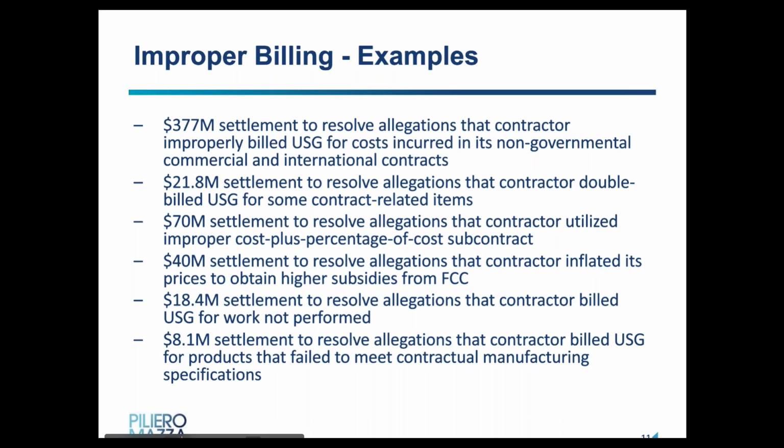And then the last settlement here relates to the contractor billing the government when it failed to meet contractual manufacturing specifications. Basically, it was required to perform monthly testing, which had not actually been done. So this is a scenario that relates to false certification. By submitting the invoice, the contractor is representing that it's in compliance with all of the contract specifications, including that testing requirement, when that had not actually been done. So there's a false representation there.